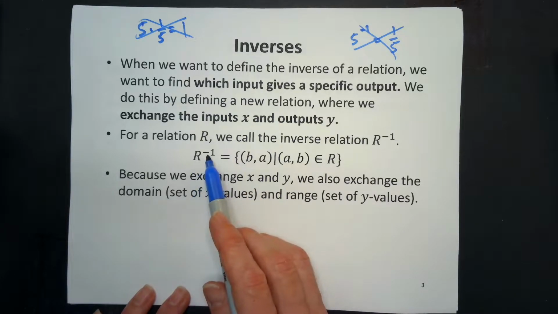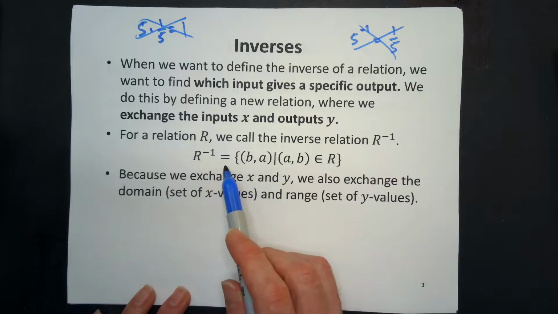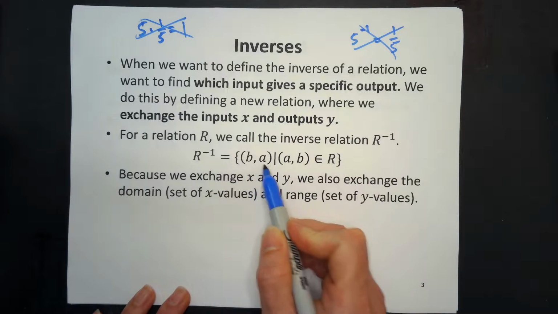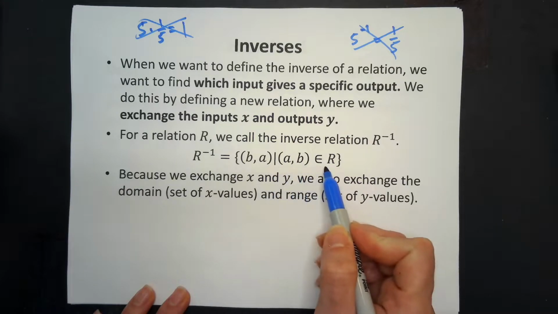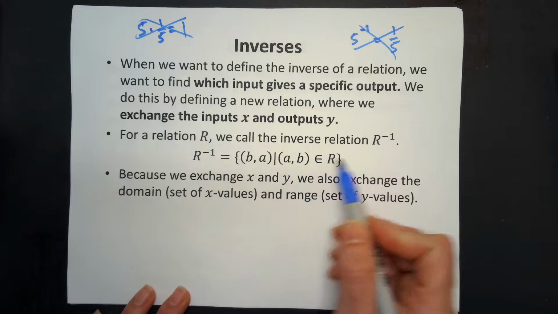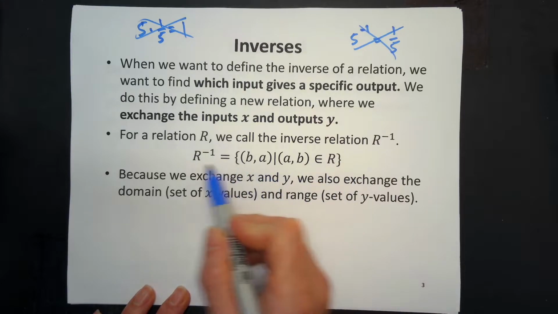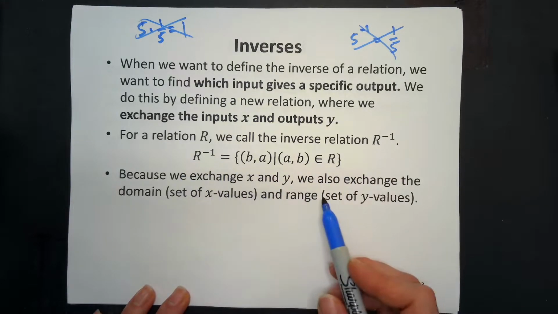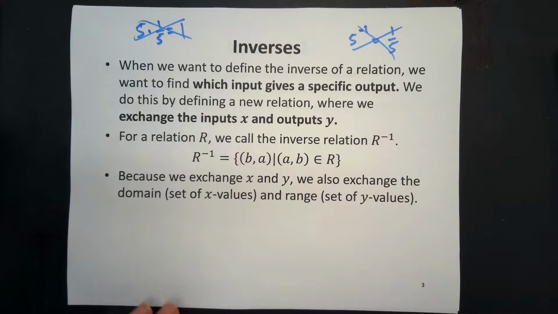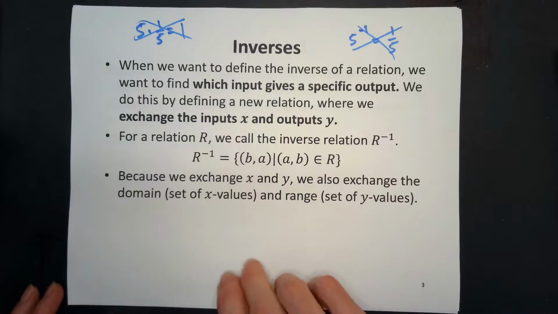So r to the negative first power, or r inverse, equals the set of b, a for every a, b in r. In other words, for every pair a, b in r, the ordered pair b, a is in r inverse. Because we exchange the x and the y, we also change the values of the domain, the x values, and the range, the set of the y values. So we switch the domain and the range, essentially.